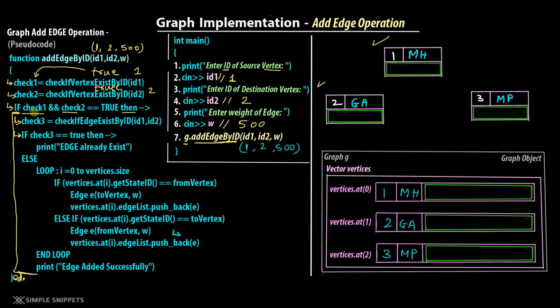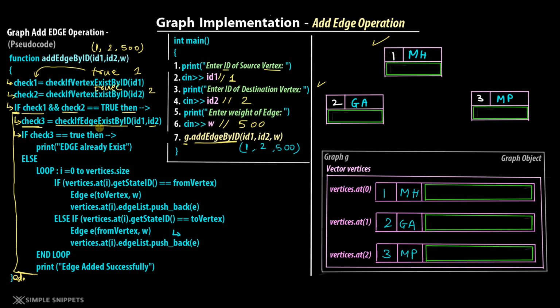What we are more interested in is when both these checks are true and when the third check is false. Okay, because let's see what this third check is. So this check 3 is, we are saying, check if edge exists by ID. Now again, this is one more user defined function which basically takes the ID and checks if there exists a particular edge between these two vertices. Alright, so we have not seen this user defined function.